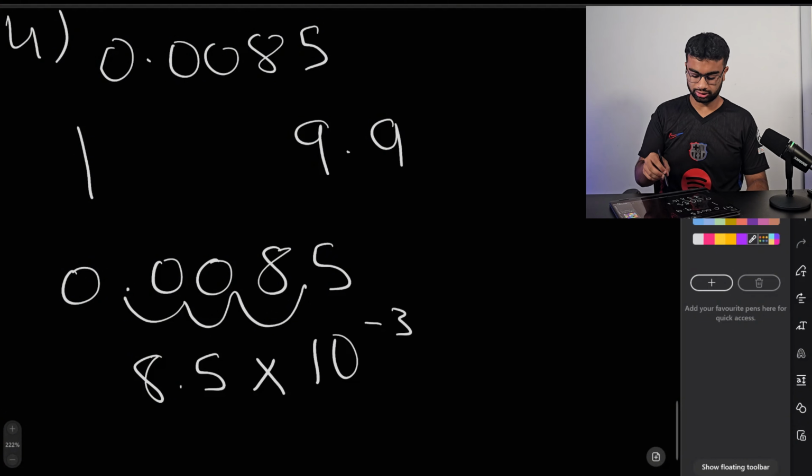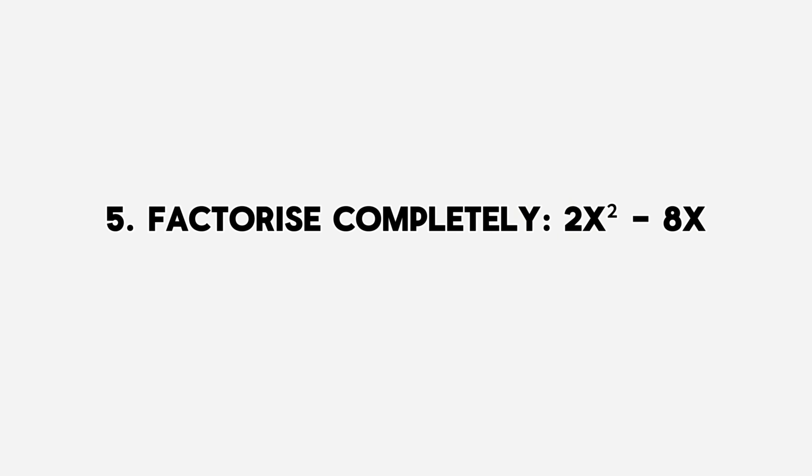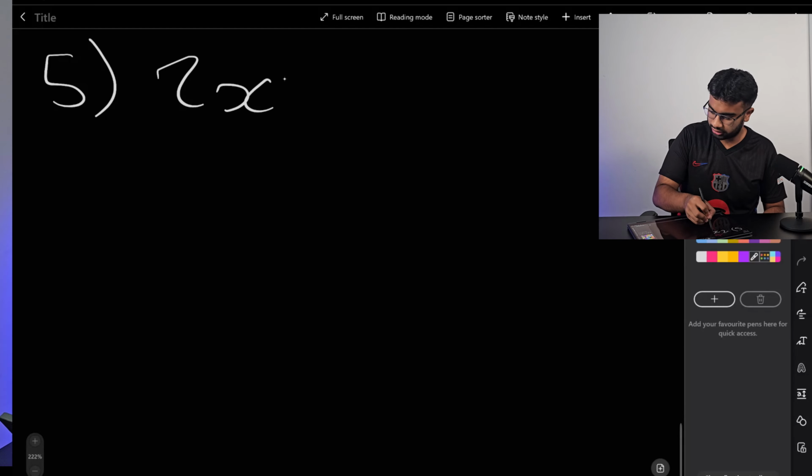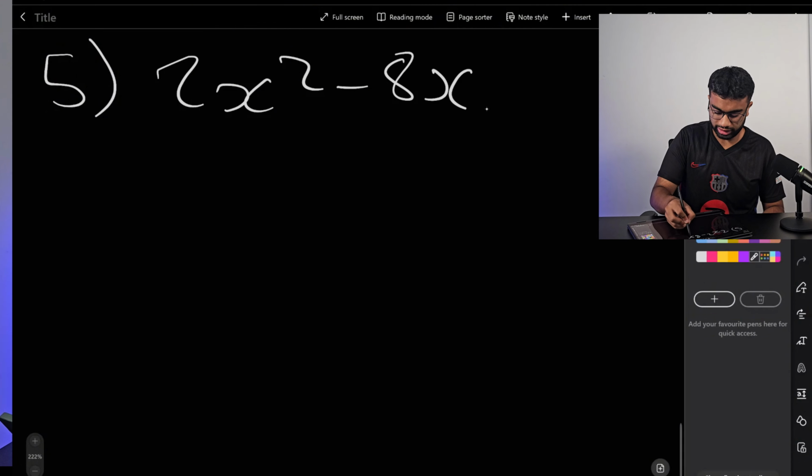The reason it's not just 3 is because we're moving the decimal place to the right. We're making the number bigger by moving the decimal place, so the power has to reflect this. If we were moving the decimal place to the left, then the power would not be negative, it would be a positive number. Question 5 tells us to completely factorize 2x squared minus 8x.